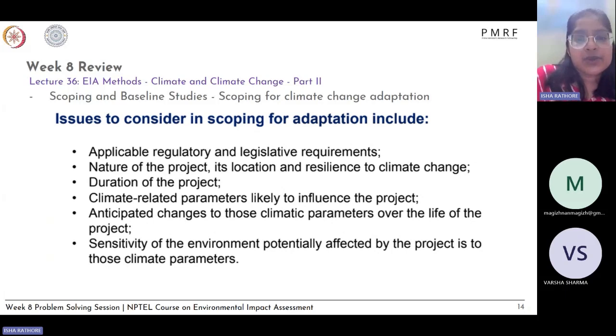Then issues which we need to consider in scoping for adaptation include the regulatory and legislative requirements, whether they are applicable or not, the nature of the project, its location and resilience to climate change, the duration of the project, climate-related parameters which are likely to influence the project, anticipated changes to those climatic parameters over the life of the project, and the sensitivity of the environment potentially affected by the project to those climate parameters.